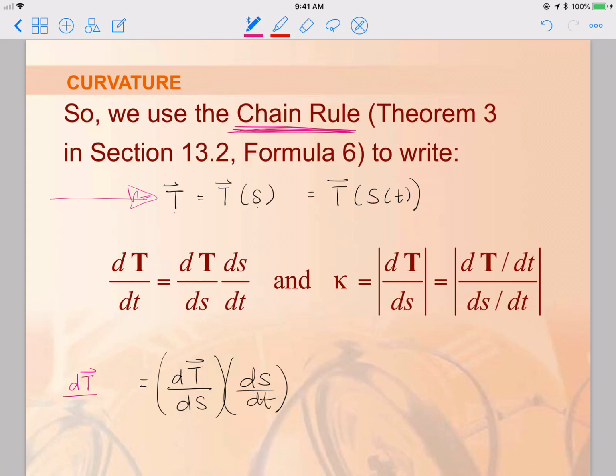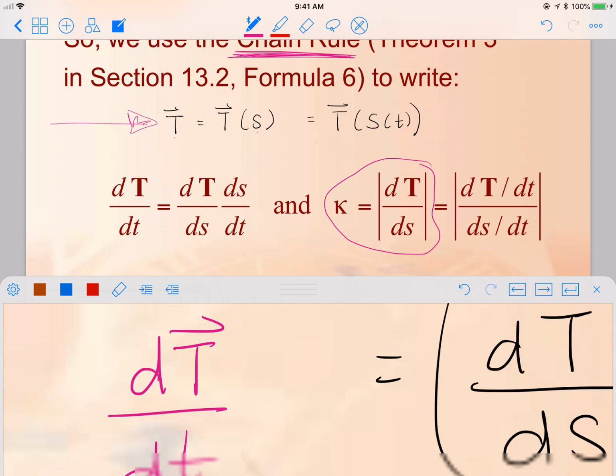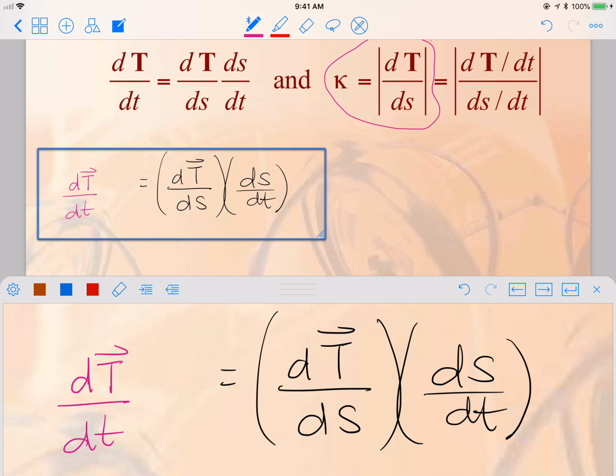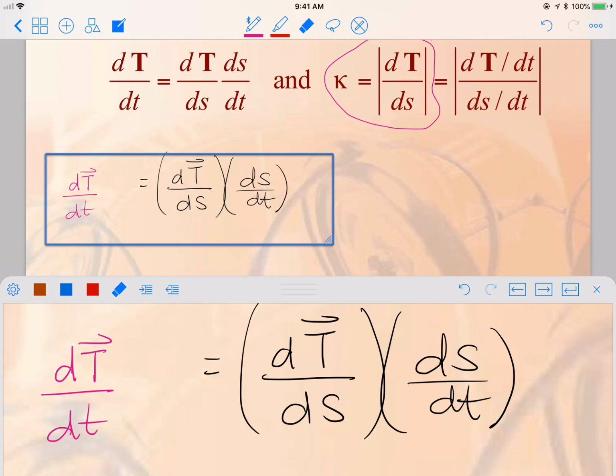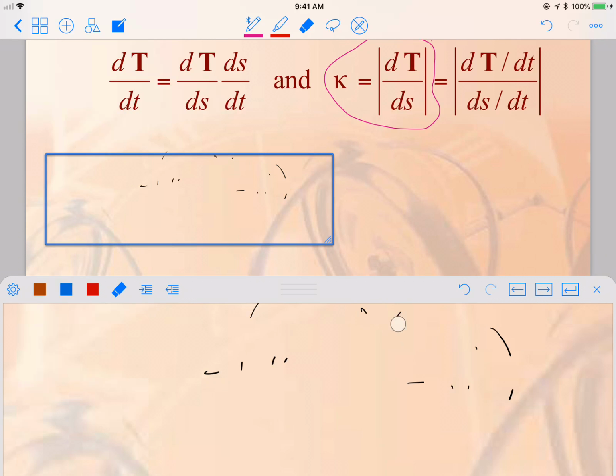dT with respect to little t is equal to the derivative with respect to s times the derivative of s with respect to t. But now remember that our curvature, this letter here is the Greek letter kappa. So kappa is the magnitude of that dT/ds. So if we look at this formula here, first I need to write it smaller. dT/ds over ds/dt.